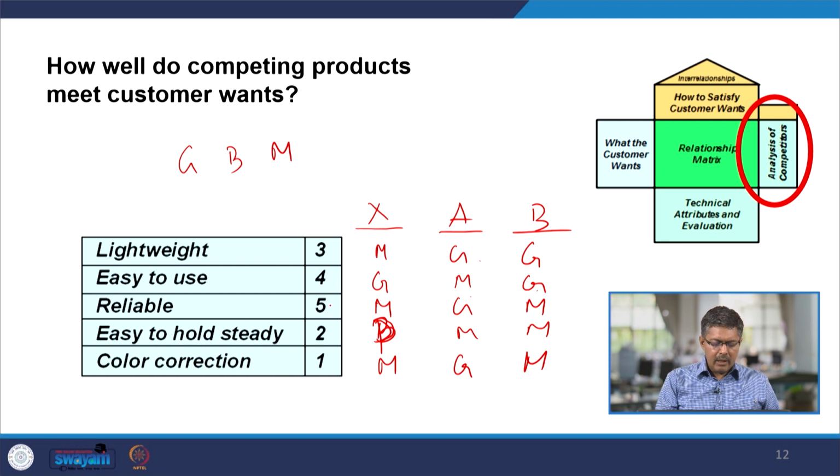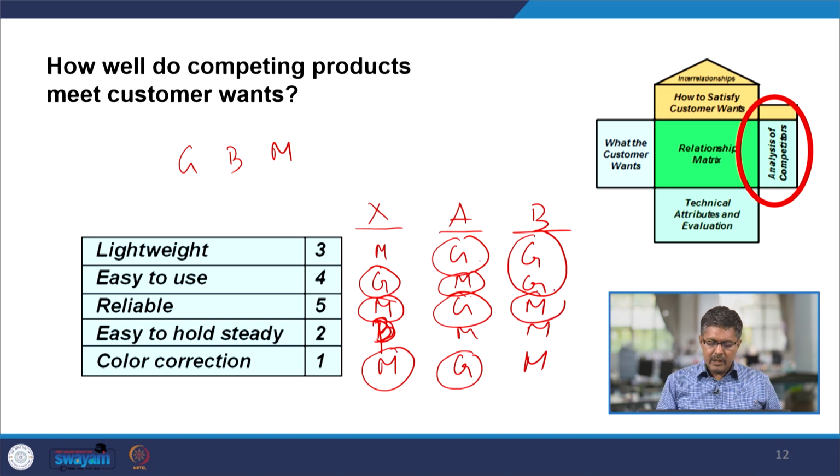Now, let us say reliability is most important and they are only moderate. Okay. And here in color correction, which is not that important for the customer, again they are moderate. One good thing is easy to use, they are good, and it is important also, and they are doing good. But if you look at the competitors, they are doing pretty well in reliability. Let us say A is doing pretty well, and this does not matter much. So, it is okay, but if you look at the other 2 points also, they are scoring high. Now, this company is scoring high in 2 points, and in even this one it is moderate.